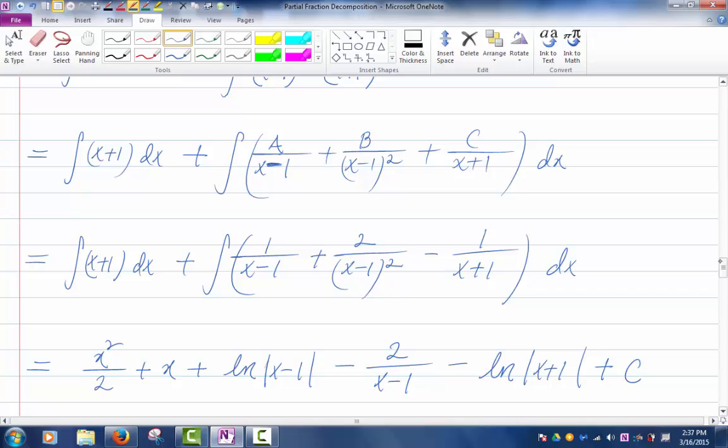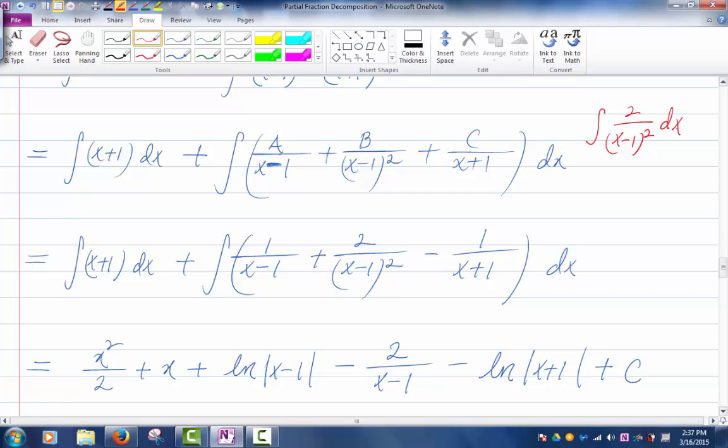What's the integral of 1 over x minus 1? That's log of absolute value of x minus 1. What's the integral of 1 over x plus 1? That's log of absolute value of x plus 1. And what's the integral of 2 over x minus 1 squared? Let me show you that here.